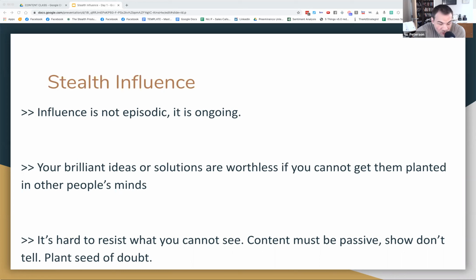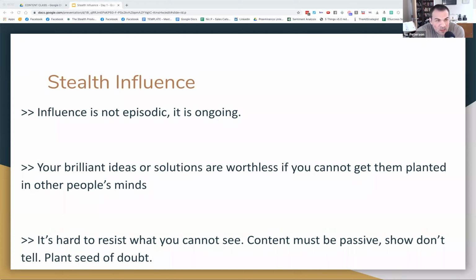Your brilliant ideas or solutions or products are worthless. I don't care how much you love them. There's plenty of examples, like the Dvorak keyboard, of solutions that are better than what we do now, but they never got adopted. Being better or more efficient or faster is never enough. It is completely worthless if you can't get the ideas and the benefits planted in other people's minds. And other people really only like things planted in their minds if they feel like they planted it themselves.